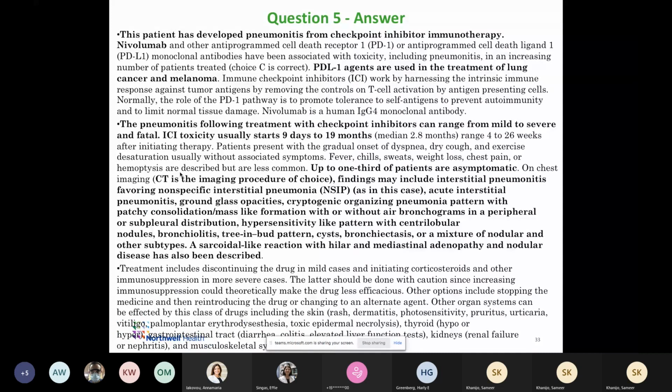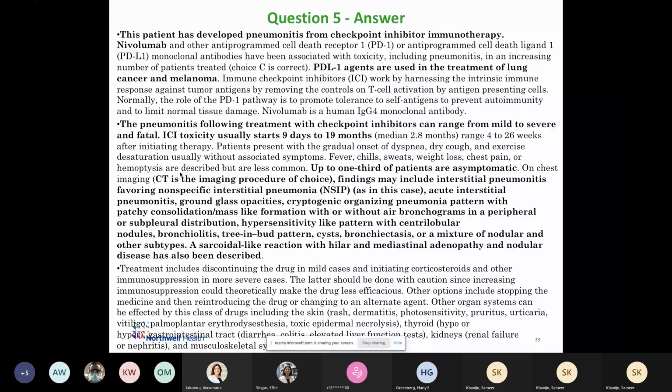And again, I think this is a story that's unfolding in front of us. A third of patients are asymptomatic. CT chest is the imaging finding of choice, but the findings are going to be very nonspecific, most commonly maybe an NSIP pattern. There may be an acute interstitial pneumonitis, maybe some ground glass opacities, but everything, right? And then the sarcoidal-like reactions we had seen initially.